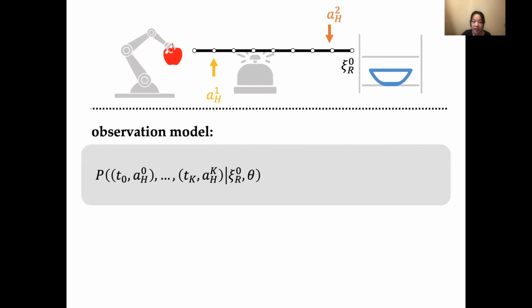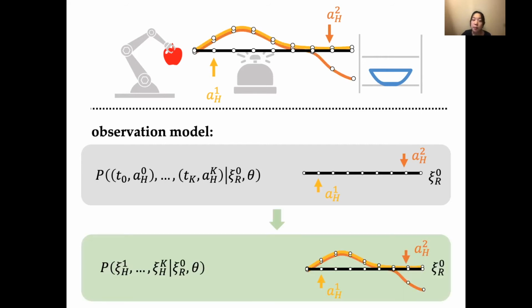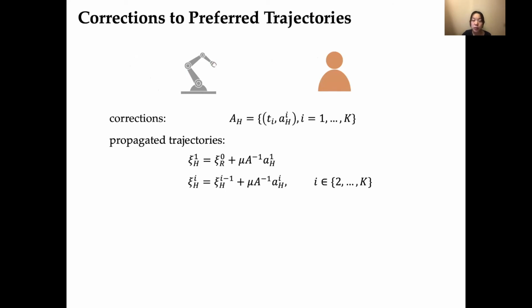Let's take a closer look at the observation model. In the observation model, we have the original robot trajectory psi r and theta. Now we observe a sequence of human corrections, AH1, AH2, and we want to understand how these actions convey information about the parameters theta. Looking back at our example of providing corrections, a more intuitive way of thinking about these corrections is in the trajectory space. Since we can connect the actions with the propagated trajectories, evaluating how good the trajectories are becomes directly related to theta. So that's exactly what we do.